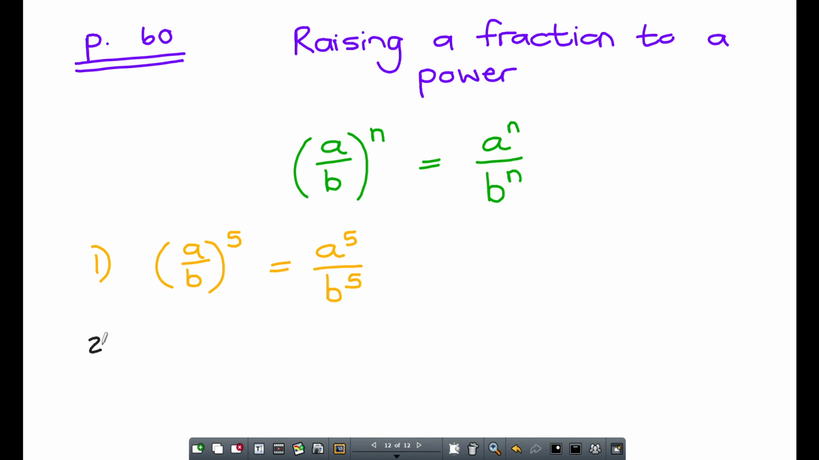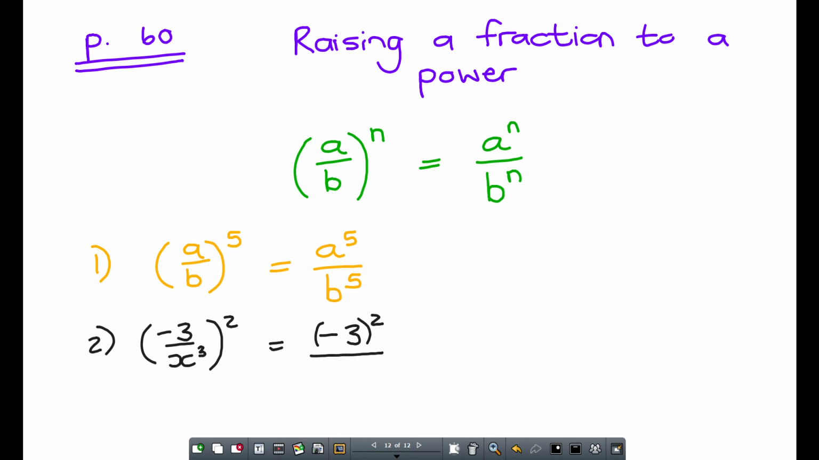Number 2. Minus 3 over x to the power of 3, and that to the power of 2. Now, that to the power of 2 applies to everything inside the bracket. And listen carefully. That too applies to both the 3 and the minus. So can I write it like this? No, because then it only applies to the 3. So you have to keep brackets around that. Does everyone understand that part?